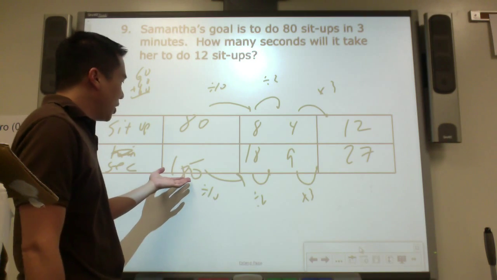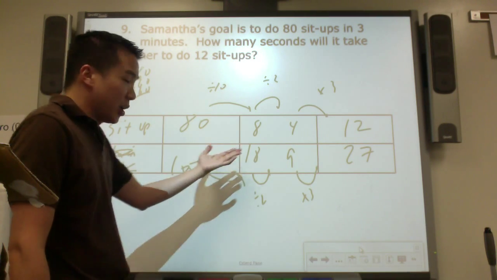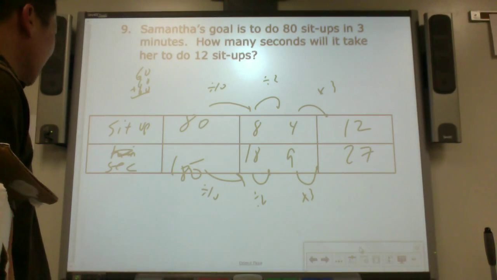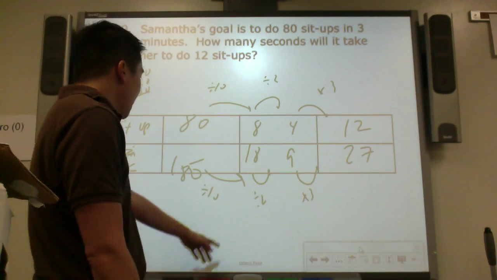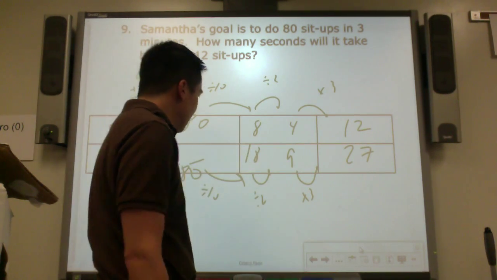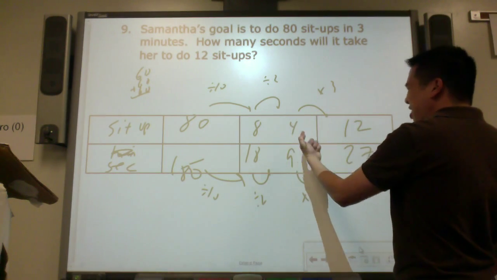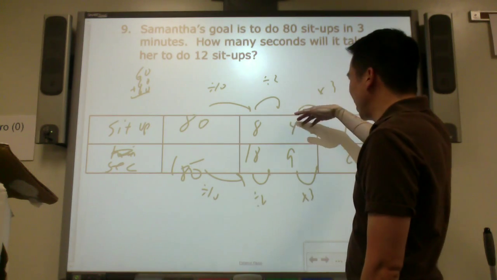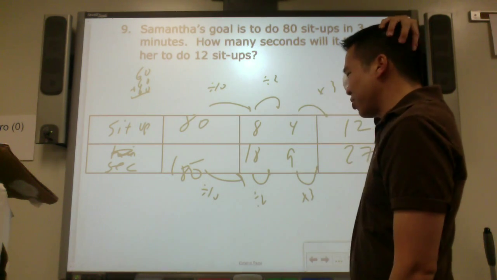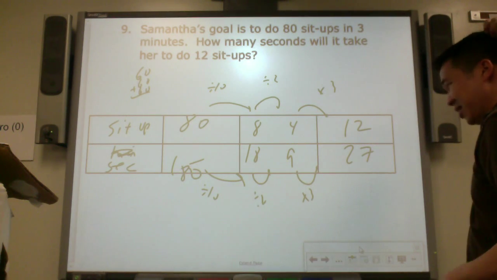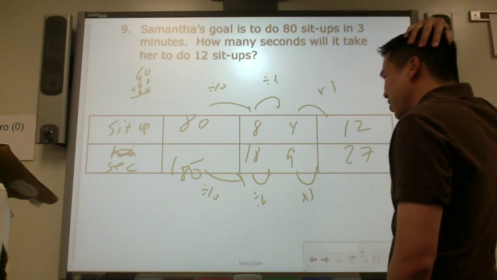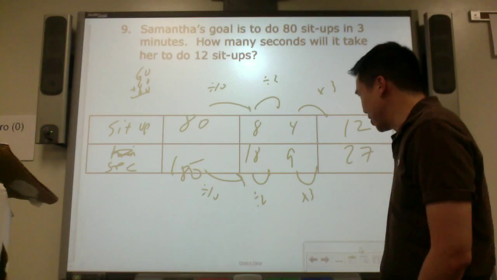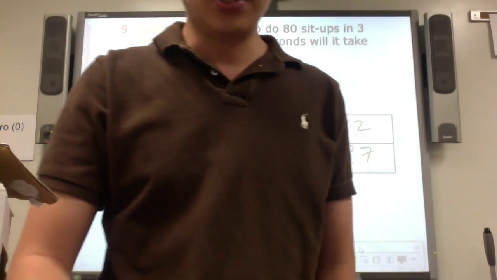For example, we know 180 seconds, 80 sit-ups. We can also say 18 seconds, 8 sit-ups. That's a lot of sit-ups. Wow. I guess so. 9 seconds, 4 sit-ups. Actually, no, that's not a lot. If you really want to break it down, it's almost like 2 sit-ups, about 2 sit-ups for every... like half of a sit-up. Yeah, half of a sit-up for every second. Still really fast. So that is ratio tables and rate tables.